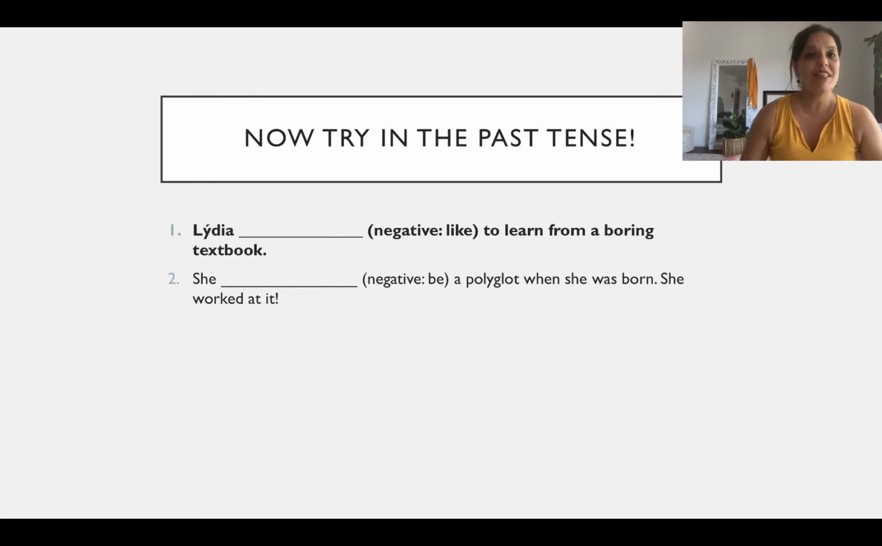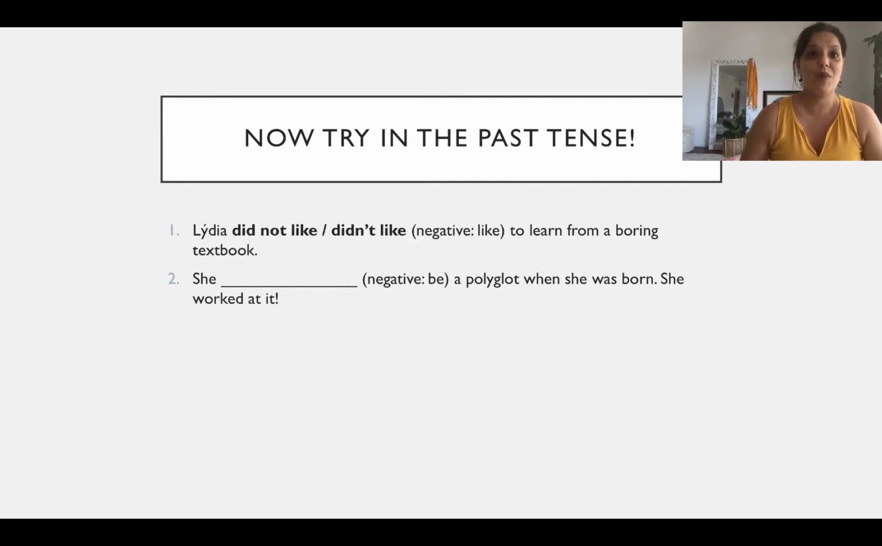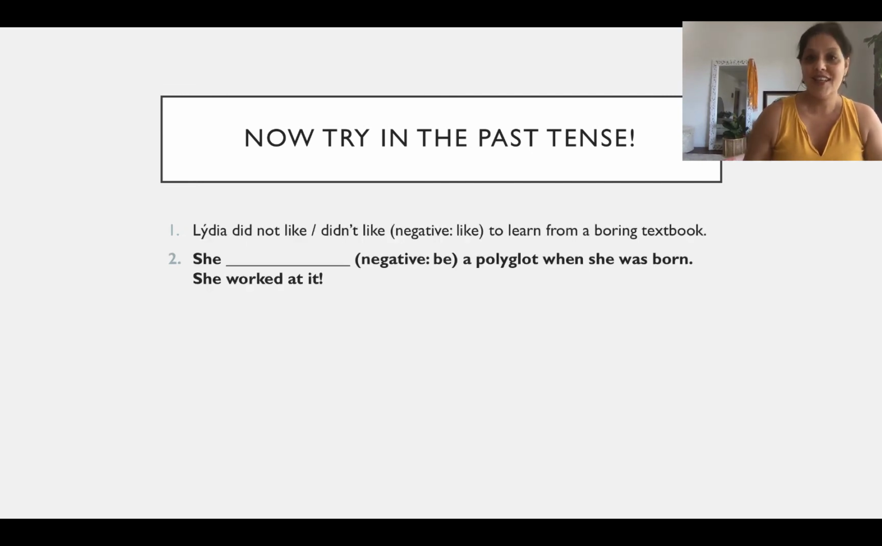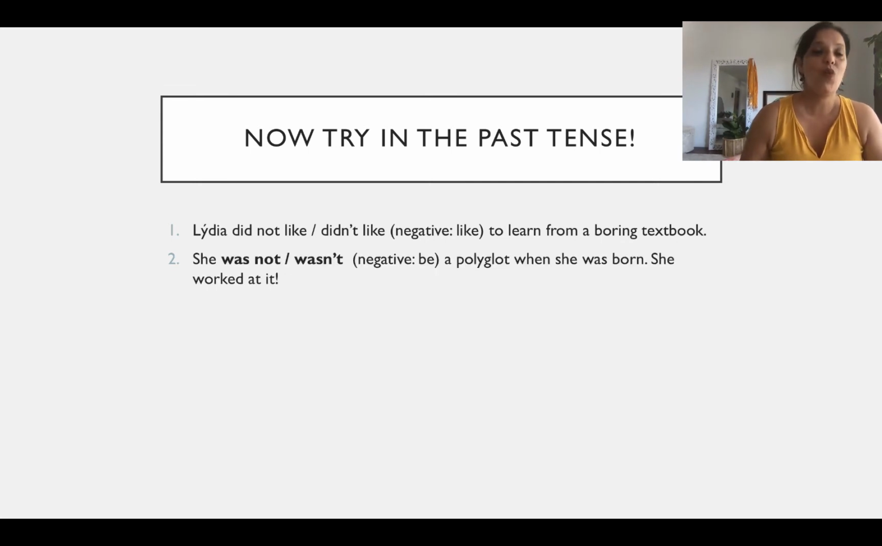Now, try to complete these sentences in the past tense. So, use did if you need to, but if the main verb is be, don't use did. Lydia did not like to learn from a boring textbook. She was not a polyglot when she was born. She worked at it. And remember, all of these forms could be in the long form, which we use in writing: she did not like, or they could be in the short form that we typically use in speech: she didn't like. She was not, the longer form, and she wasn't.